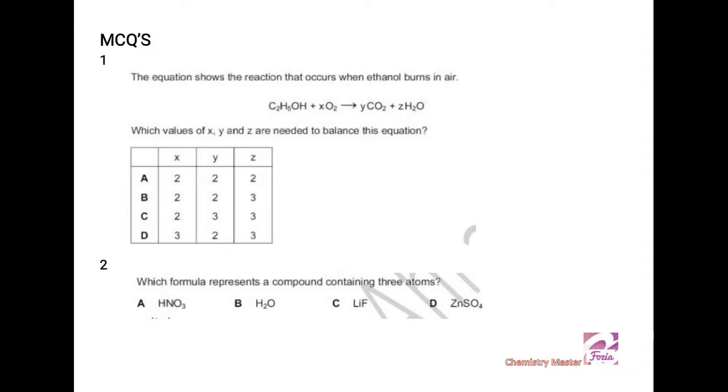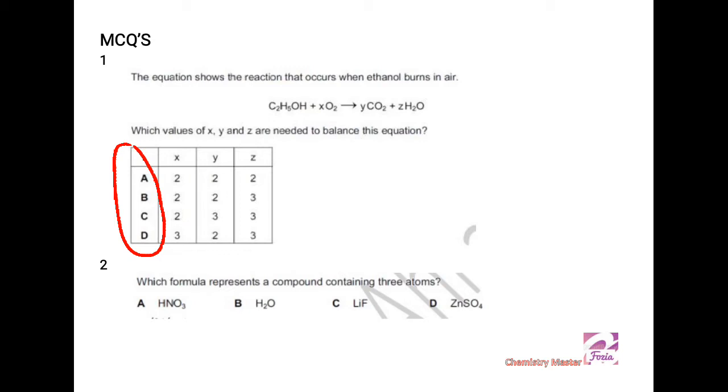Okay, let us try MCQ number 1. It's an equation. The equation shows the reaction that occurs when ethanol burns in air. Which values of x, y and z are needed to balance this equation? Now, you can't select the right answer by just looking at the coefficients. These numbers are the coefficients when you completely balance the chemical equation.